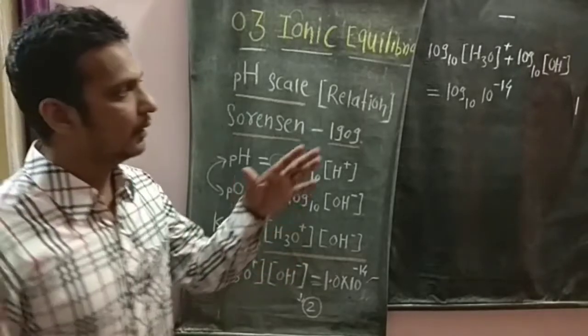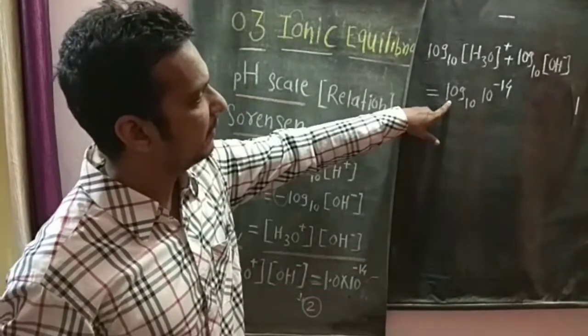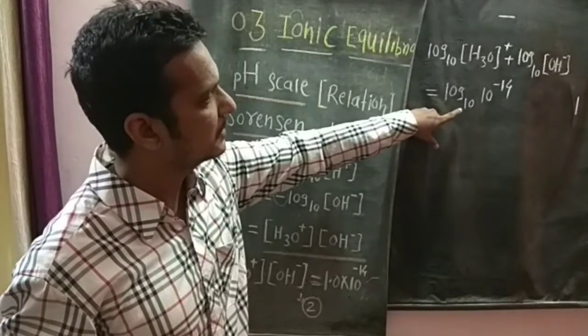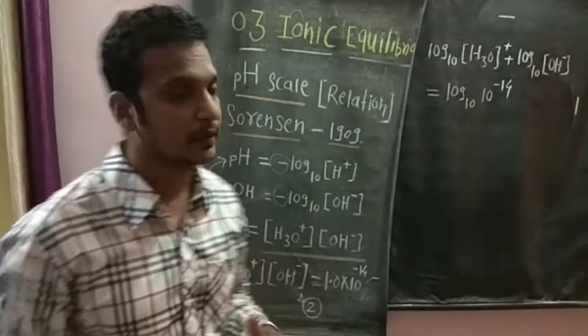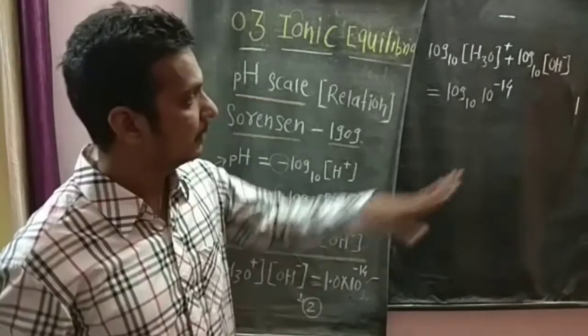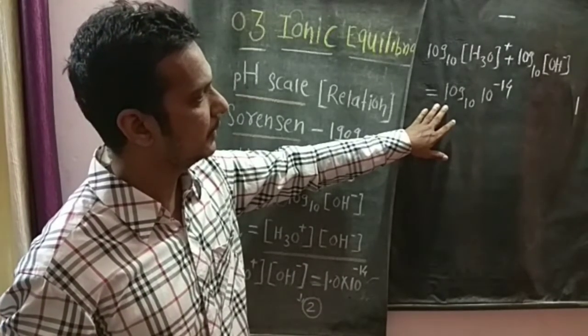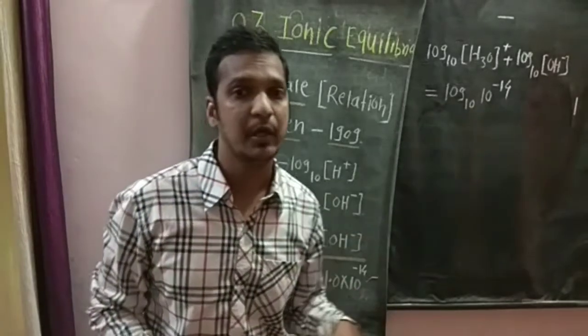So here we will apply the logarithm on both sides of the equation. When you simplify log to the base 10 of 10 raised to minus 14, you get the value of minus 14.